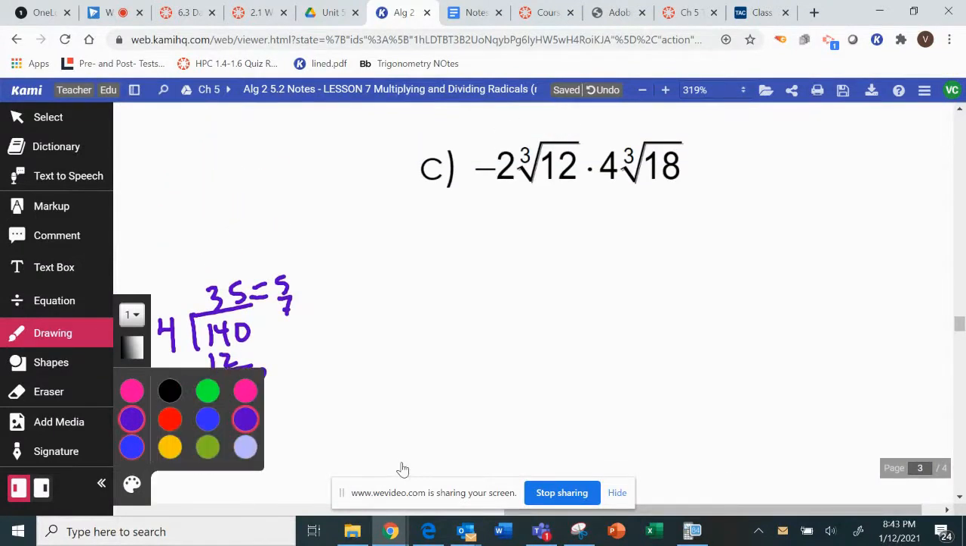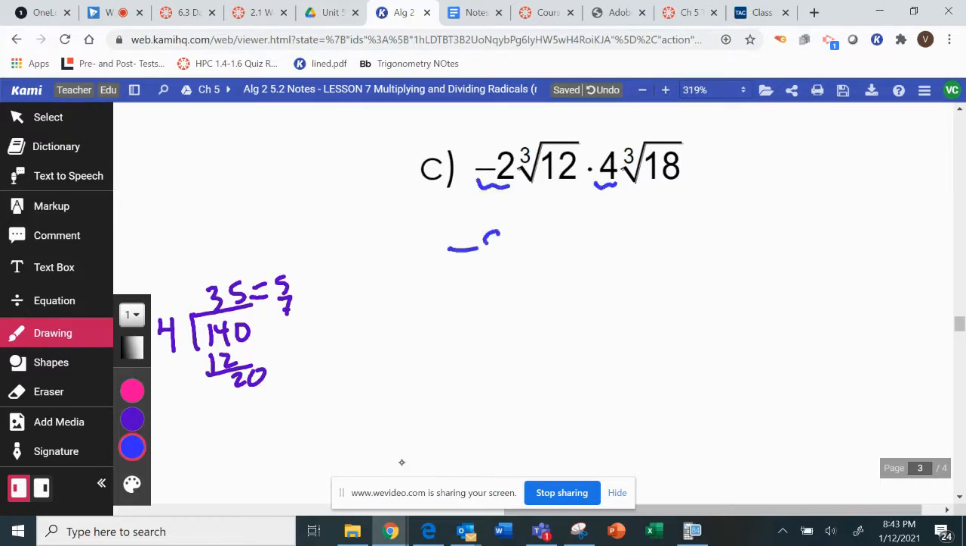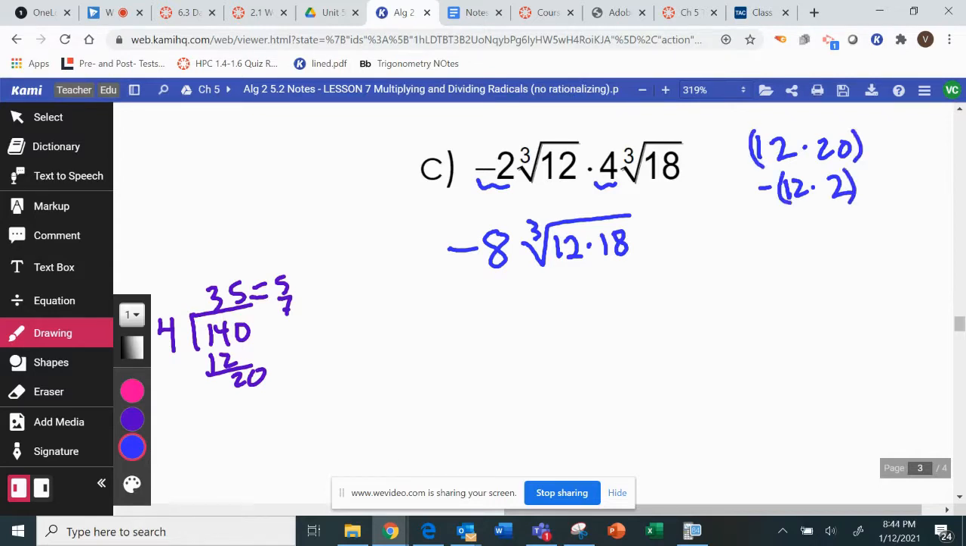All right, question C. I'm going to multiply the things that are in the same location. I can multiply the -2 and the 4 and get -8. And then under the cube root, I'm going to multiply 12 times 18. See, 12 times 20 minus 12 times 2 is going to be the same thing as 12 times 18. So 240 minus 24 is 216. Is that correct? Yeah.